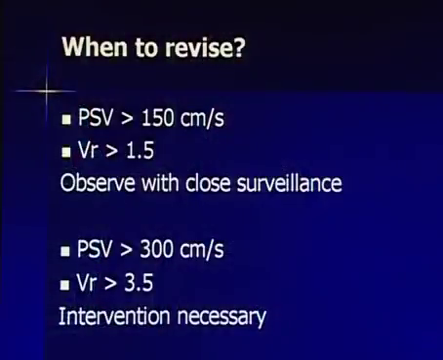When we're looking at arterial bypasses, a lot of times we need to know when we should intervene or when that bypass should be revised. Most of the time, if we see a slight change in velocities where the velocity ratio may increase to about 1.5 and the peak systolic velocity may get up above 150, those types of bypasses we can monitor with more frequent surveillance. However, once the velocities get up to over 300 centimeters per second, or the velocity ratio is now greater than 3.5, those bypasses will likely need intervention in order to maintain their patency.